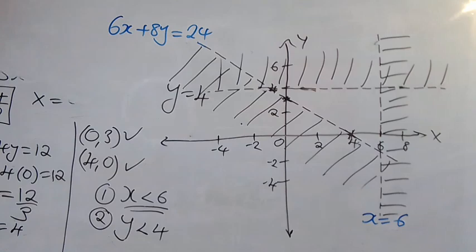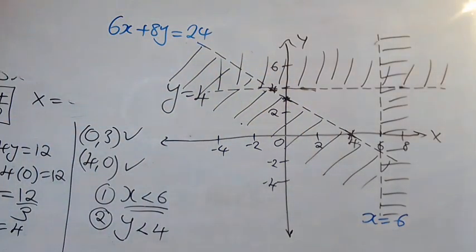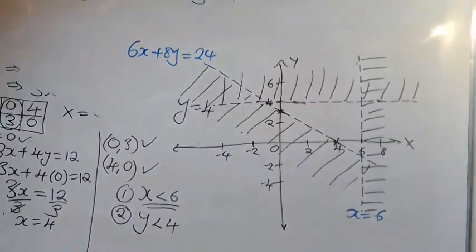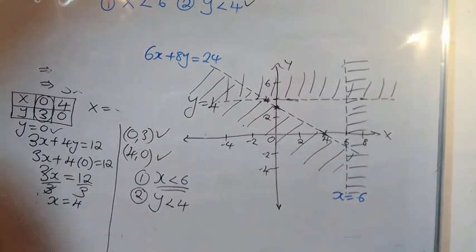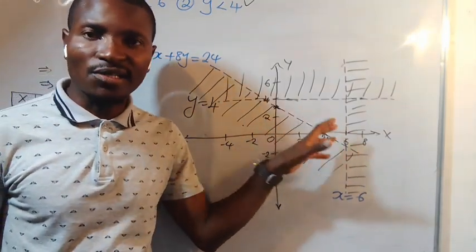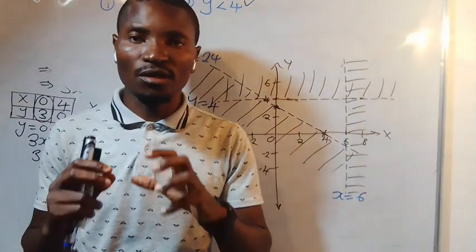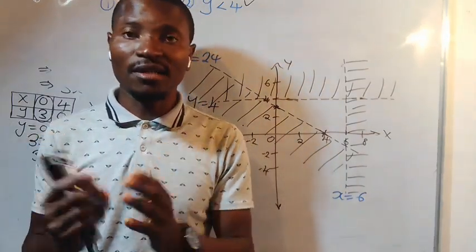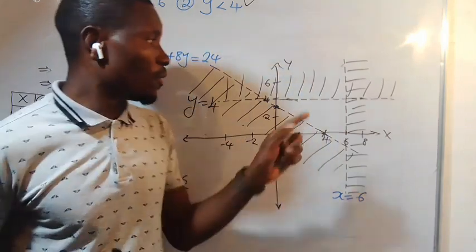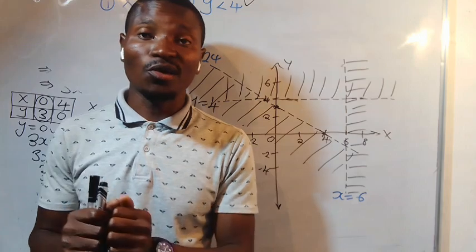So now we can see properly that we have come up with the feasible region. This unshaded part contains all the solutions for the three combined inequalities. Within this part is where, in the next video, we'll be looking at what is called the maximum and the minimum.